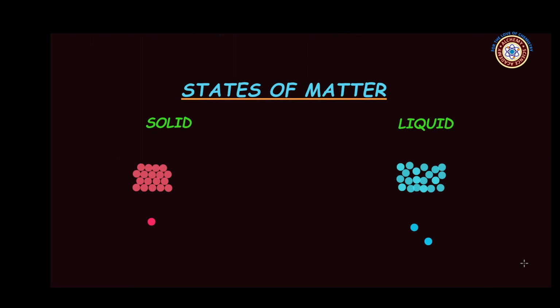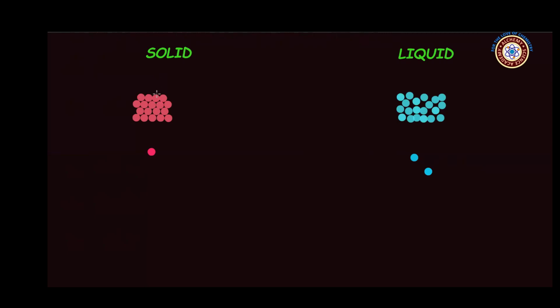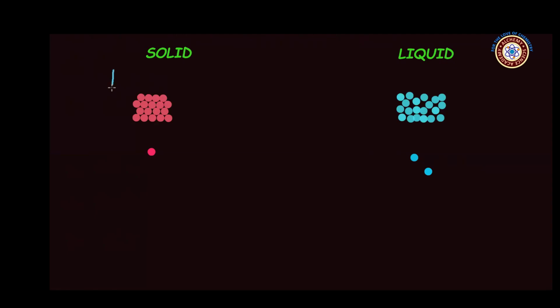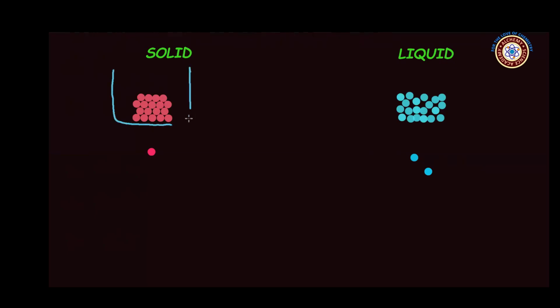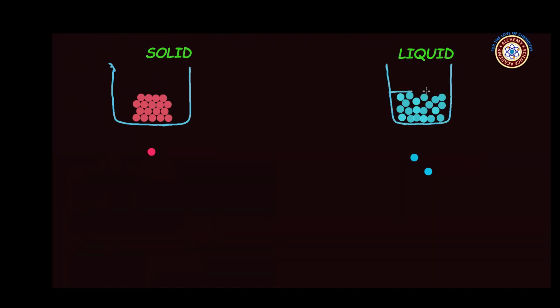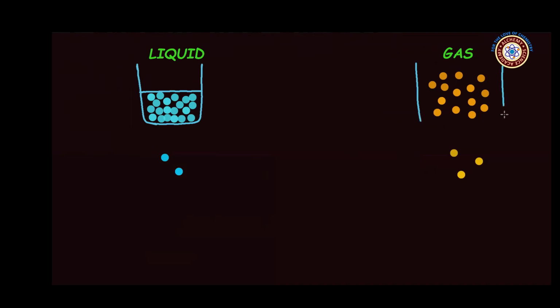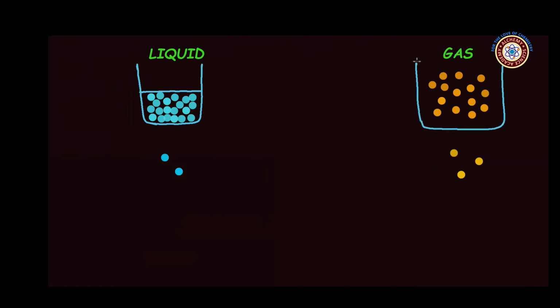Firstly, let us look at the definition of states of matter. Here are some particles which have been arranged in a particular pattern, and we can see that this sample of matter is not covering the bottom of the container, whereas in this case the matter is covering the bottom of the container and keeping its level too, whereas in this case the particles are occupying the entire space in the container.